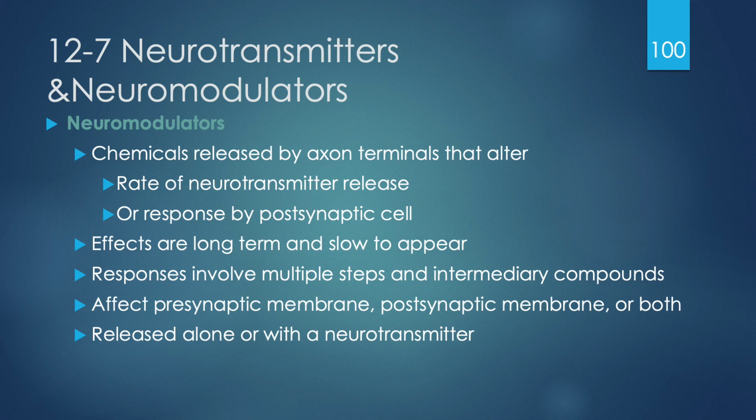Neuromodulators are chemicals that are released by the axon terminals on the presynaptic neurons, and these chemicals are going to alter both the rate of the neurotransmitter release or potentially the response by the postsynaptic cell. The effects of neuromodulators take some time to appear, and they're long-term. The responses to this are going to include multiple steps and intermediary compounds, and we're not going to get into the weeds on that. But the neuromodulators will affect the presynaptic membrane or the postsynaptic membrane, or even both. It's also worth noting, by the way, that neuromodulators do not operate in a vacuum. They could be released alone, or they also could be released with a neurotransmitter as well.